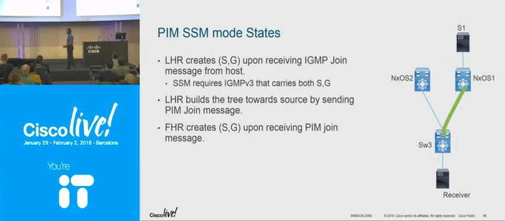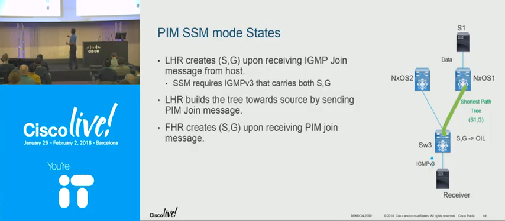With SSM mode, it's no different, except that we don't have the shared tree. We don't need to build the tree towards the rendezvous point. The only difference is that the protocol IGMP is supposed to be version 3. Version 2 carries only the group address and not the source address. With IGMP version 3, it carries both the source address and the group address. So when you enable PIM SSM, we need IGMP version 3 on the receivers.